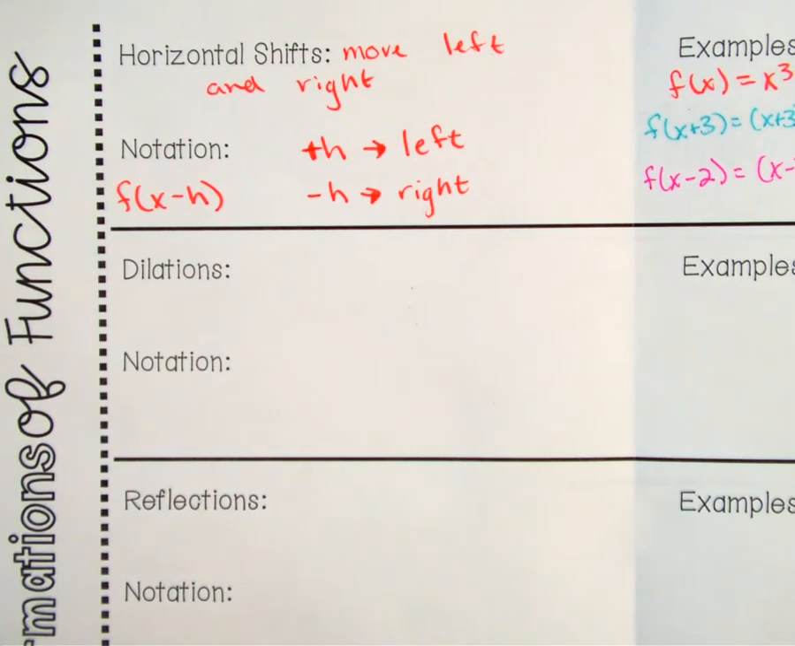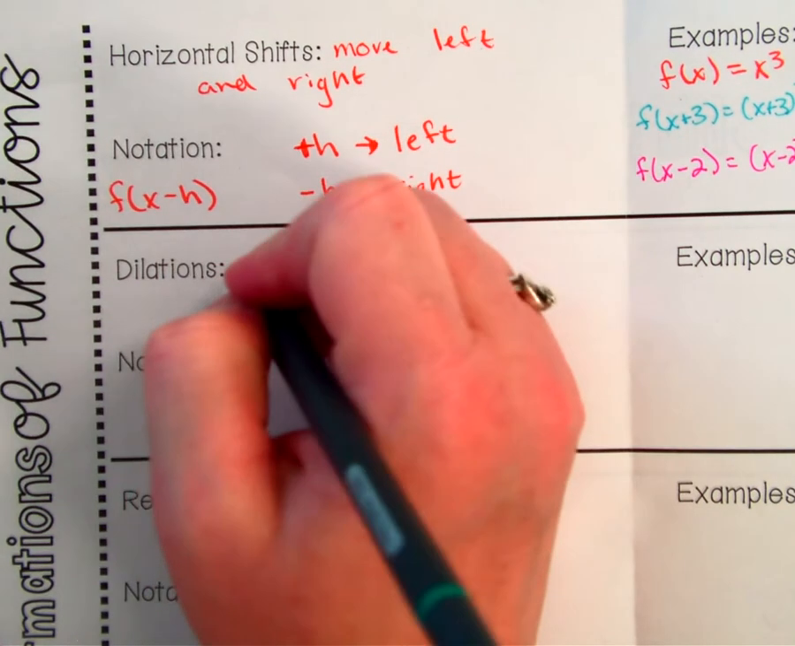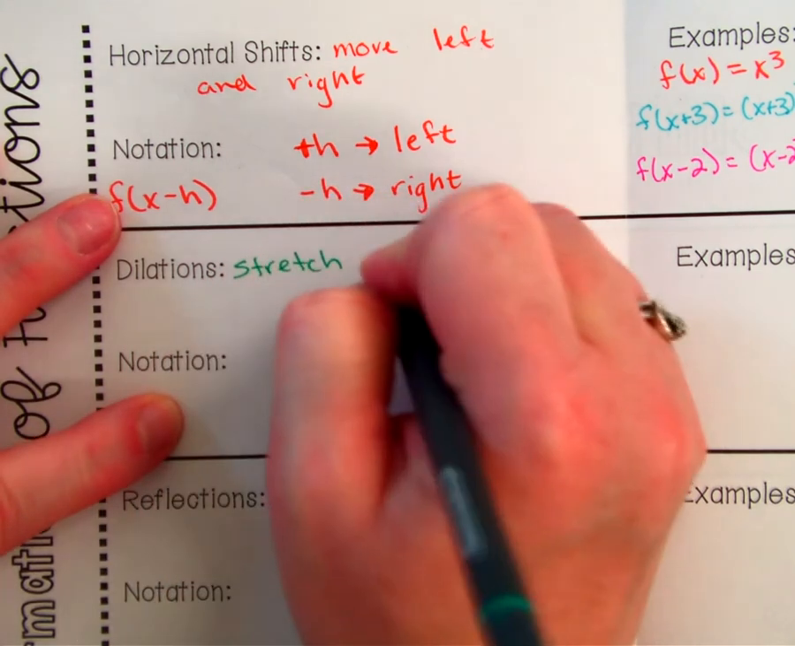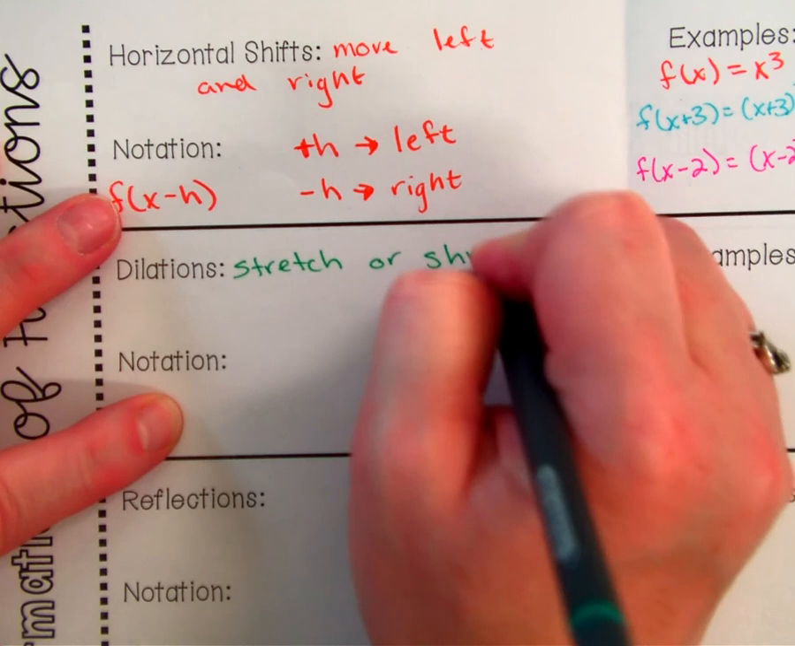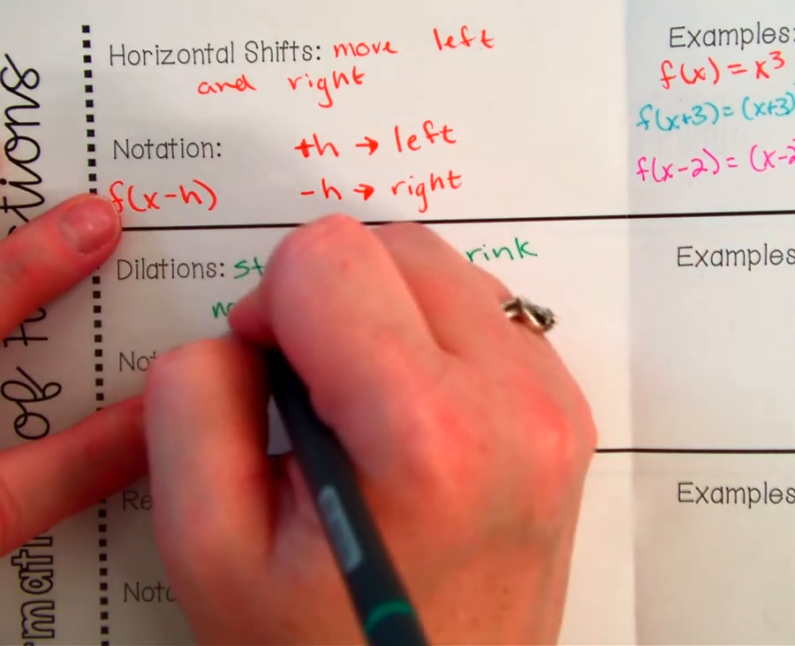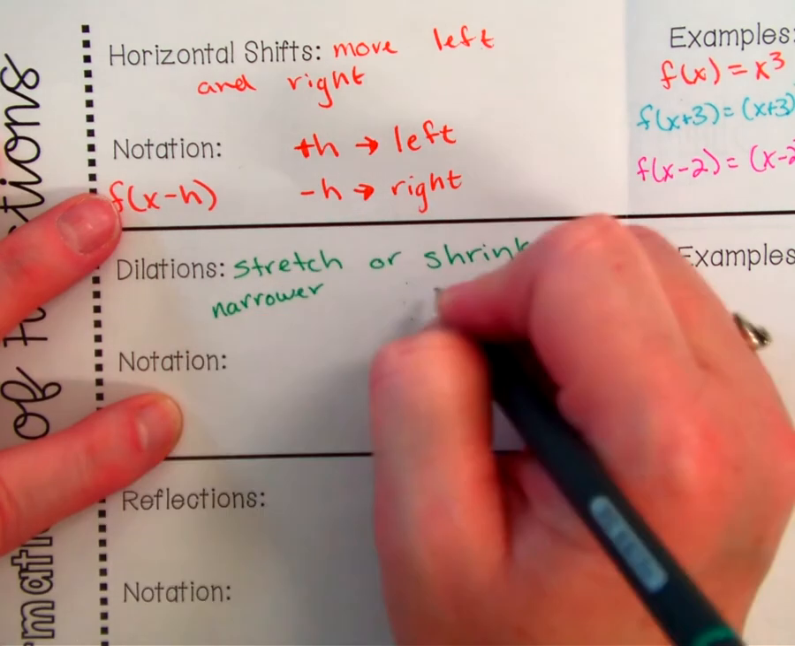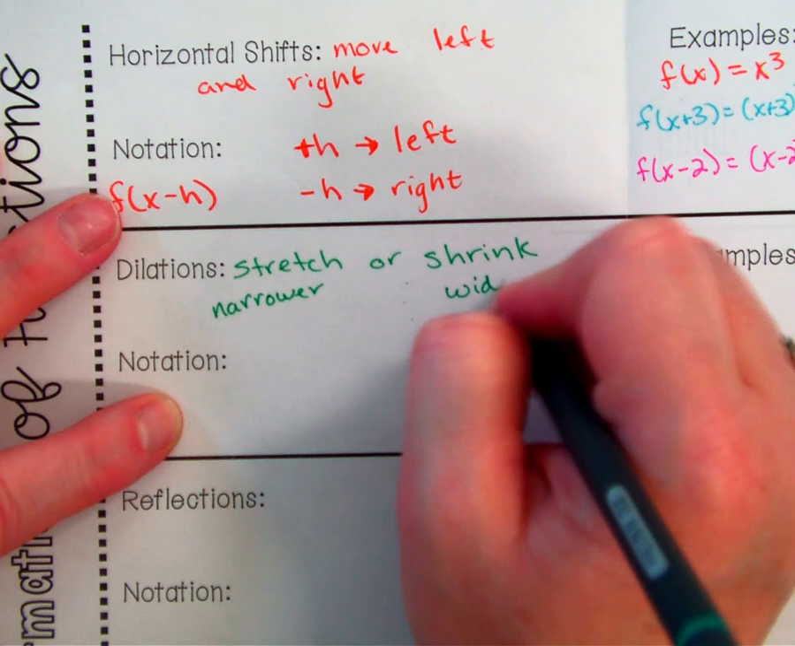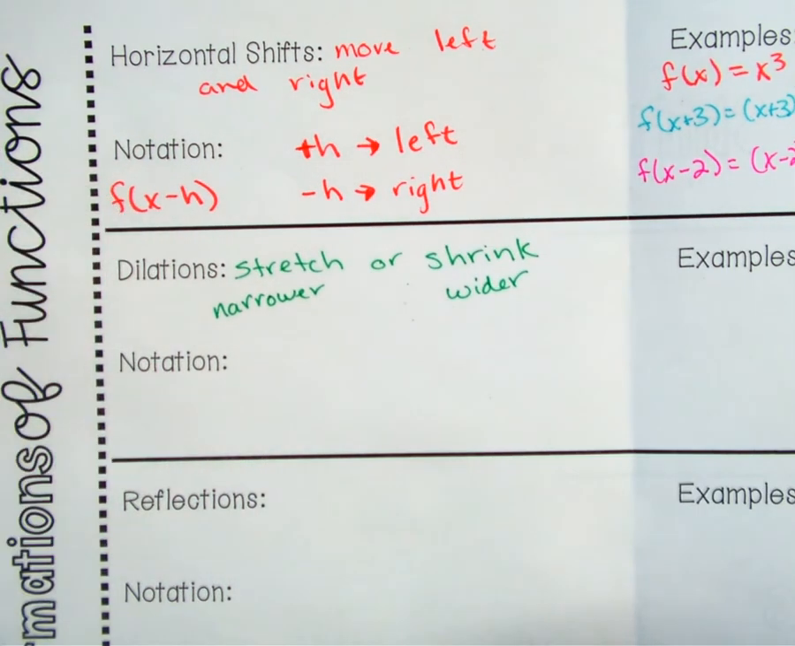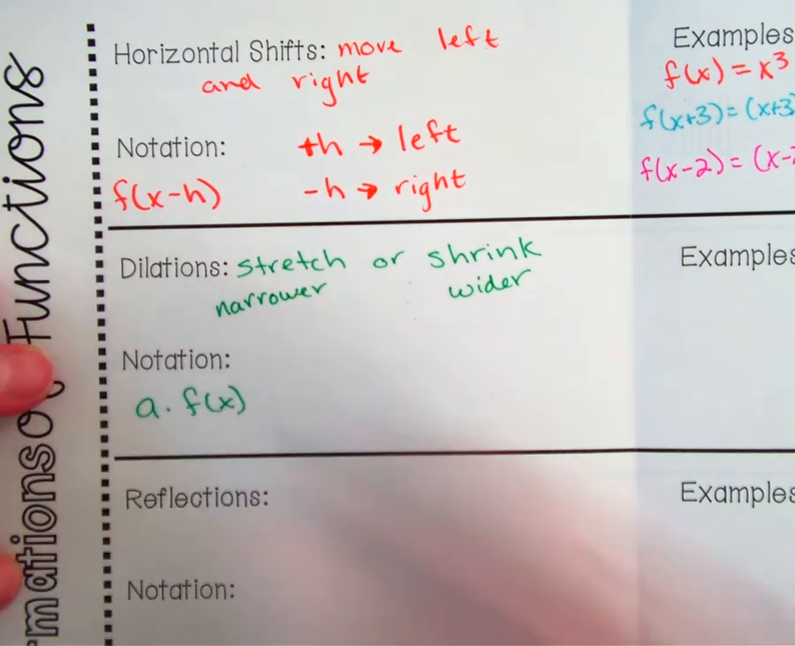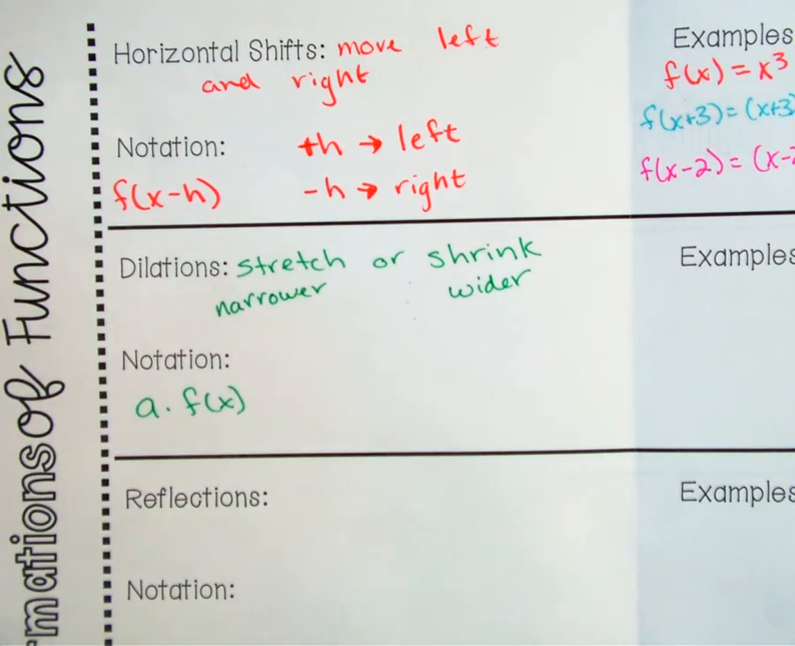Next are our dilations. That's where we either stretch or shrink our function. Words that you used in Algebra 1 would be narrower or wider. Some people would call it flatter for the shrink one. Our dilations mean you are going to be multiplying something times your function.